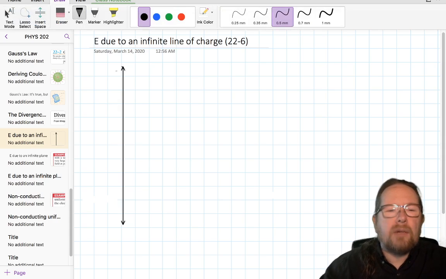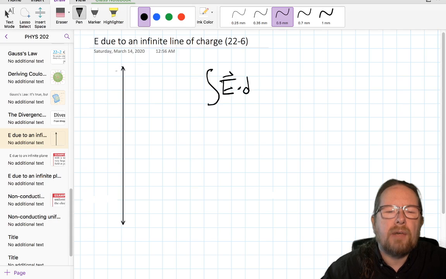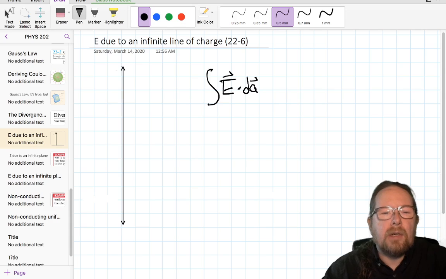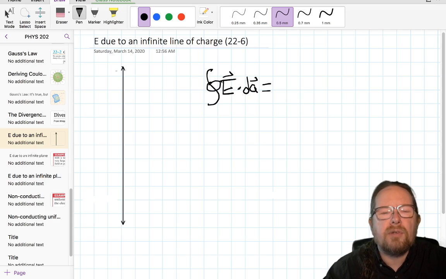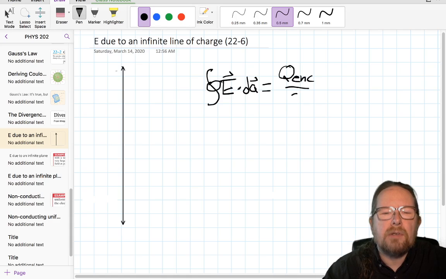Let's remind ourselves what Gauss's law says. Gauss's law says if you take the electric field and you integrate it over a closed surface, the integral of E, which is a vector, dot dA, which is a vector, and this dot product takes care of only measuring the flux perpendicular through the surface, and by definition, this integral for Gauss's law is over a closed surface. That is equal to the charge enclosed in your surface divided by epsilon 0.